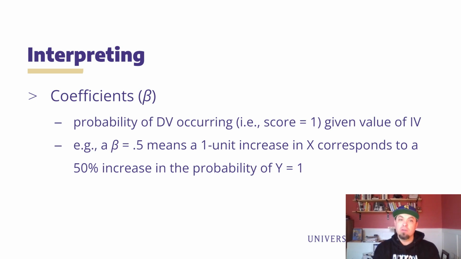Now, the coefficients of independent variables in a logistic regression can be interpreted as the change in the probability of the dependent variable taking a value of 1 for a 1-unit increase in the corresponding independent variable, holding all independent variables constant. For example, if the coefficient of a binary independent variable is 0.5, this means that a 1-unit increase in the independent variable corresponds to a 50% increase in the probability of the dependent variable taking the value of 1.